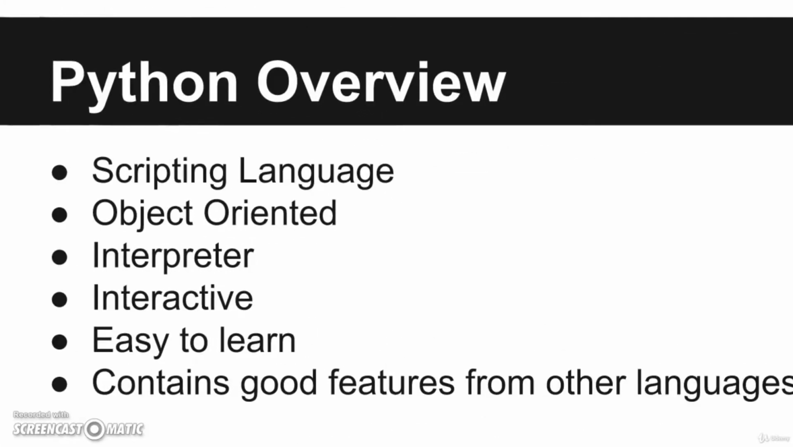So Python is a scripting language, and Python is object oriented. This means that Python supports the object oriented style or technique of programming that encapsulates code within objects, which we will be seeing in our course.